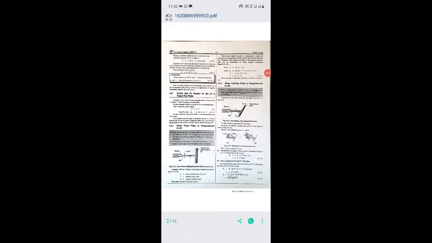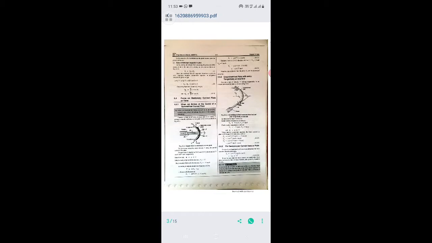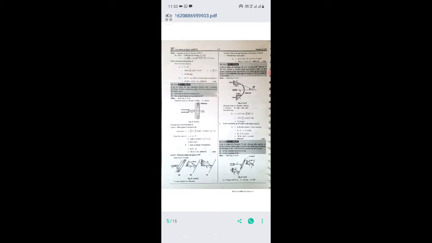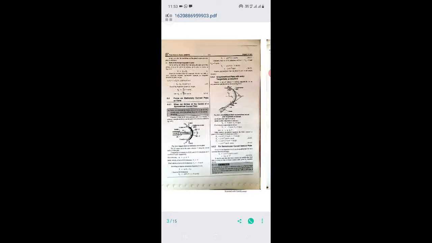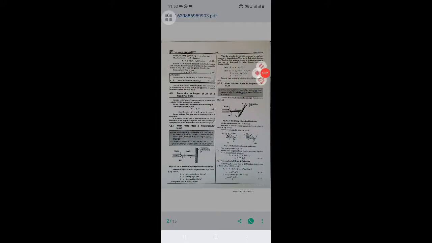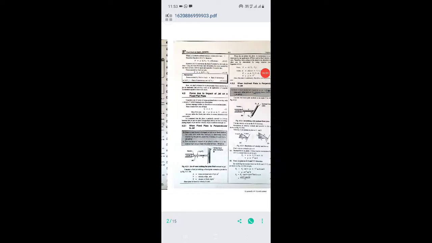In this case, there are 6 cases. First is impact of jet on stationary plate, then impact of jet on moving plate. For impact of jet on stationary plate, case first is when the fixed plate is perpendicular to the jet. Next, the plate is inclined, and the plate is curved. Similarly, for moving plates, the plate is moving in the direction of jet, the plate is inclined, and the plate is curved. So let's start the first case.